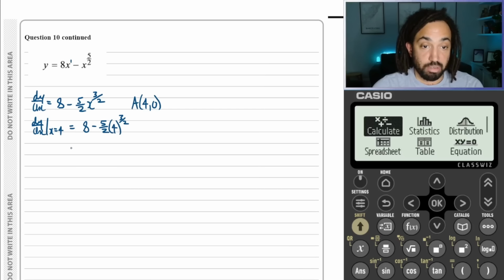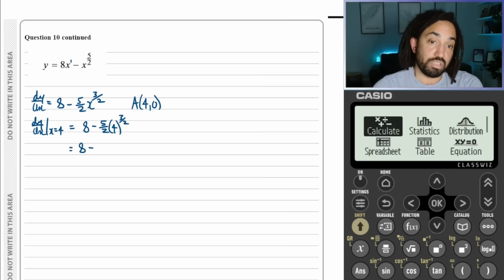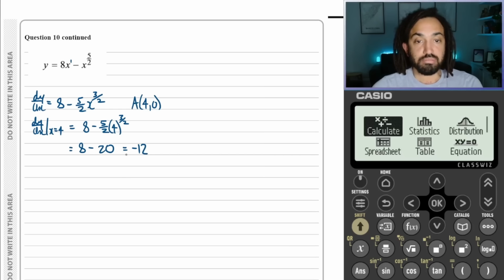So this is going to be equal to 8 minus, and 4 rooted will give us 2, then to the power of 3 will give us 8, then divided by 2 will give us 4, then times by 5 will give us 20. Okay, so therefore the gradient is minus 12.